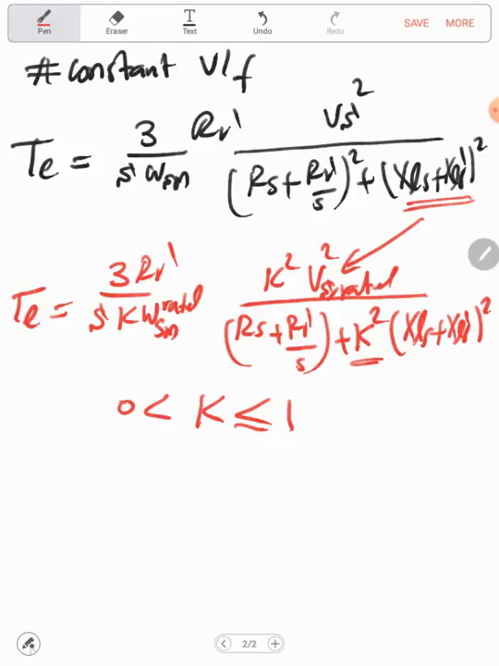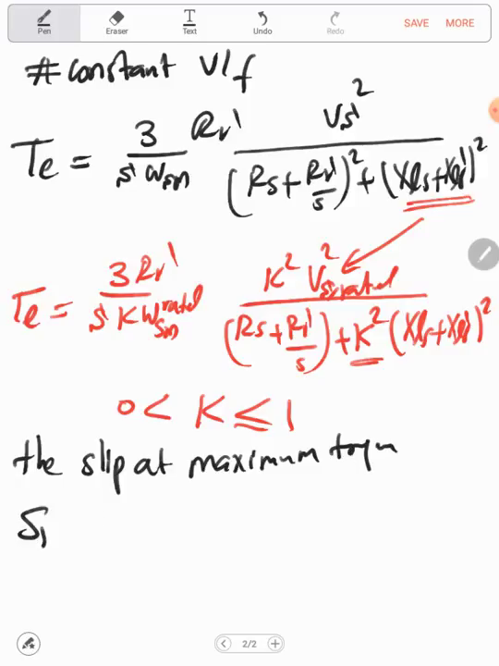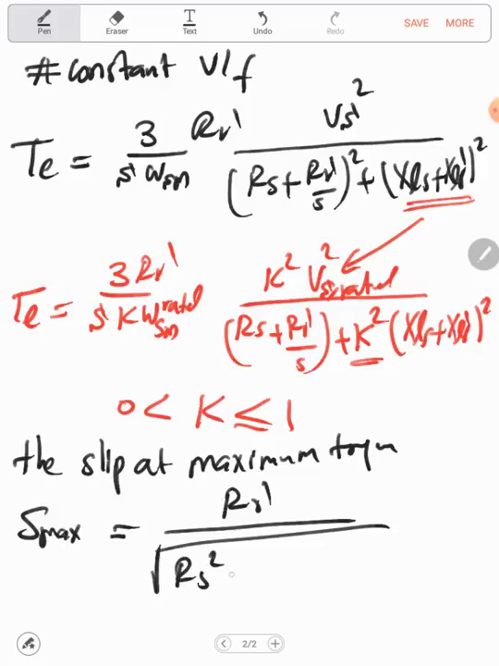The slip at the maximum torque, which is the S max, will equal Rr dash over the square root of Rs squared plus K squared X Ls plus X Lr dash squared. Here I'm taking only the motor action.